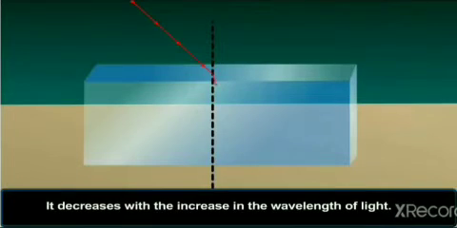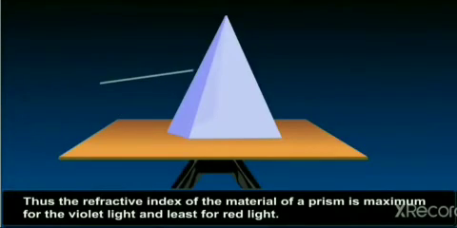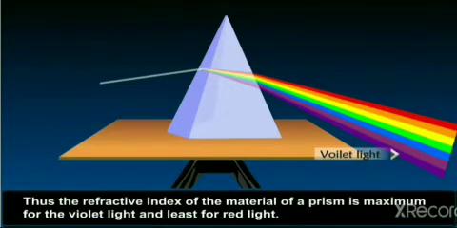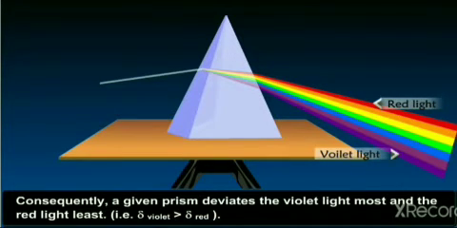It decreases with the increase in the wavelength of light. Thus, the refractive index of the material of a prism is maximum for the violet light and least for red light. Consequently, a given prism deviates the violet light most and the red light least. That is, delta violet is greater than delta red.